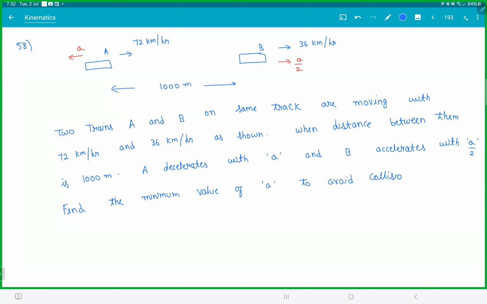Now, if you see the question, we are talking about two trains and the distance between the two trains. We want two trains not to collide. That's the biggest hint. You're always talking about two trains, which means you're dealing with more than one particle, and generally that's an idea.